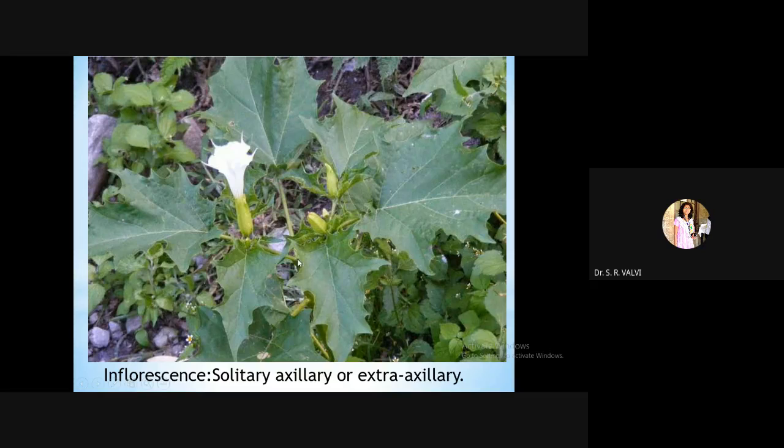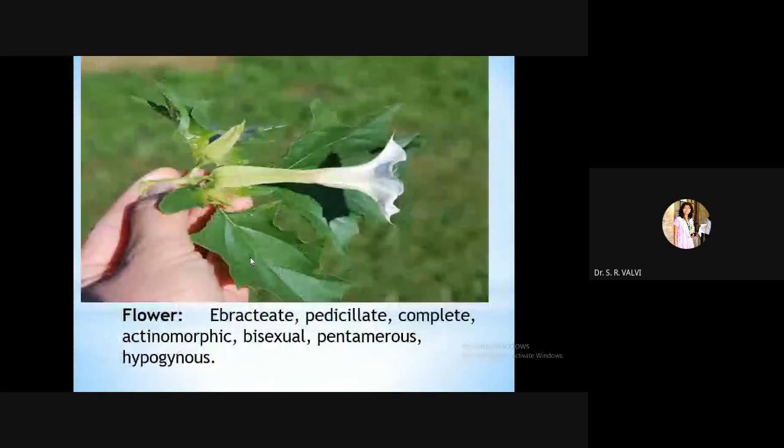Okay. So see here, now what is our term? Ex-stipulate. Getting? So look at the base of the leaf. At the base of the leaf there is a stalk. We call it the petiole.